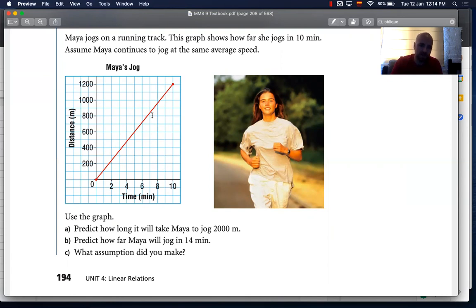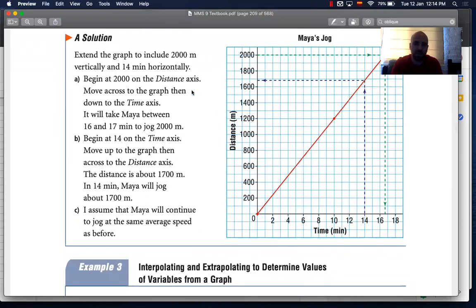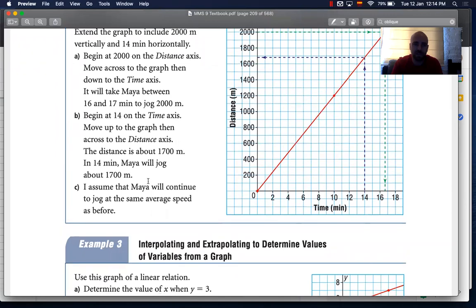Okay, what assumptions did you make? Well, we assumed that she's able to maintain the same speed. We assume that she doesn't slow down and she doesn't speed up. So otherwise, if she did, the graph wouldn't be a straight line. So based on that information, this is kind of what we're able to determine. So some of the same information that we just had.